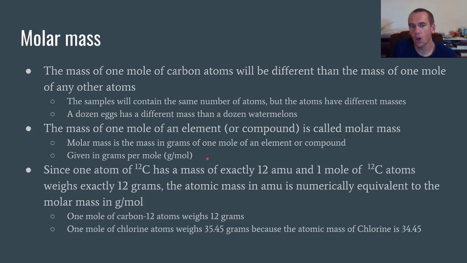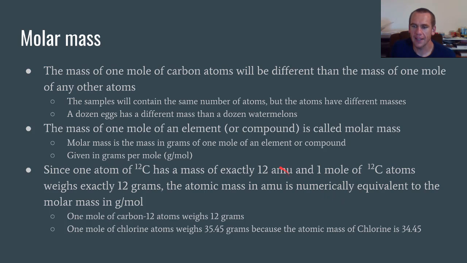So 1 mole of carbon-12 atoms weighs 12 grams because the molar mass of carbon-12 is 12. 1 mole of chlorine atoms weighs 35.45 grams because if we go to the periodic table and look up the molar mass of chlorine, it's 35.45 AMU. Now, why are these two numbers, 12 grams and 35.45 grams, different if they're both talking about a mole? Well, because chlorine atoms weigh more than carbon atoms.